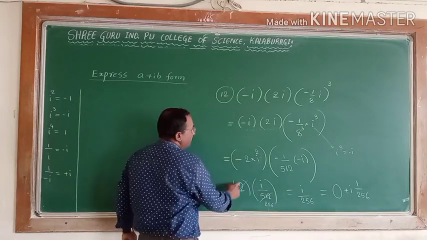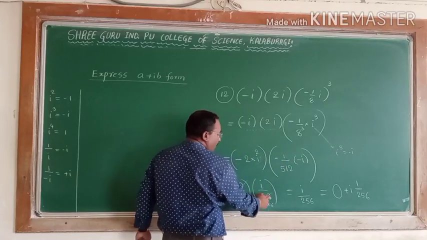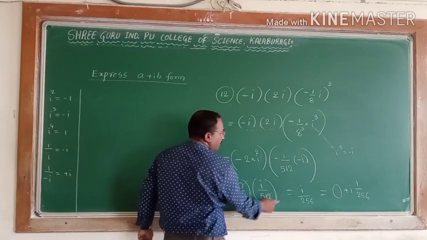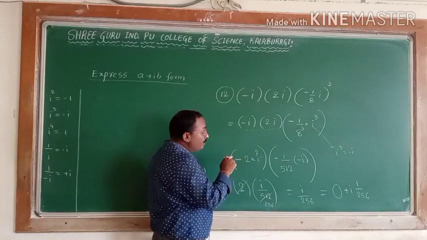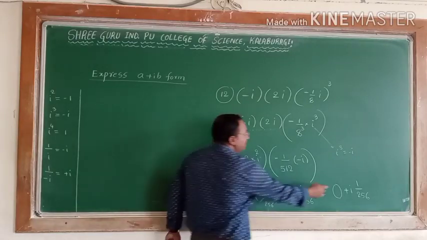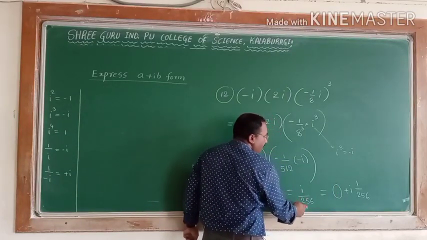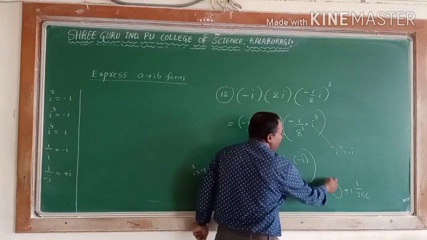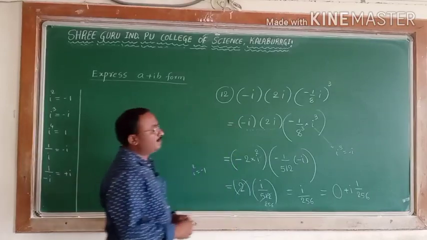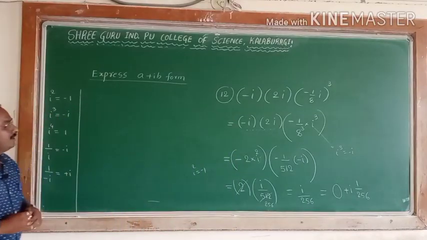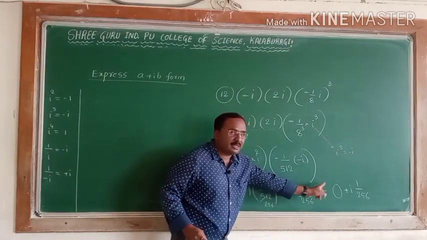Minus minus plus. 1 into i into 512. 2 ones are 2, so it is i by 256. It is purely imaginary. The real part is 0 and the imaginary part is 1 by 256. Real part is 0, imaginary part is 1 by 256. Up to here, it is enough as the answer. It is not necessary, but this is the a plus ib form.